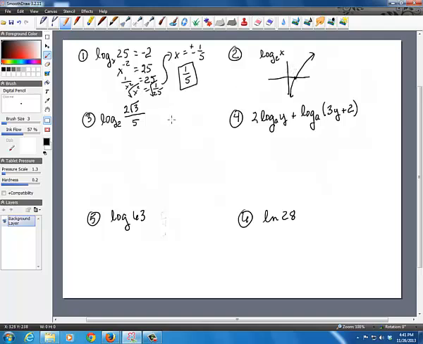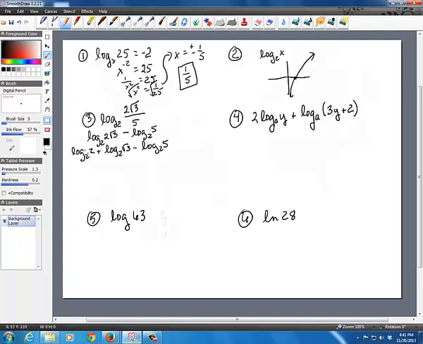Problem number 3 says for us to expand this. So if I expand it, it's a division problem. So I have the log base 2 of 2 times the square root of 3 minus log base 2 of 5. But this is a multiplication, so I can split that up. Log base 2 of 2 plus log base 2 of square root of 3 minus log base 2 of 5.